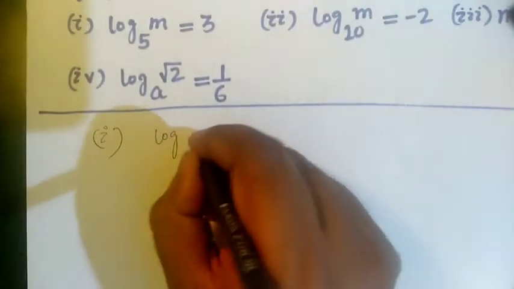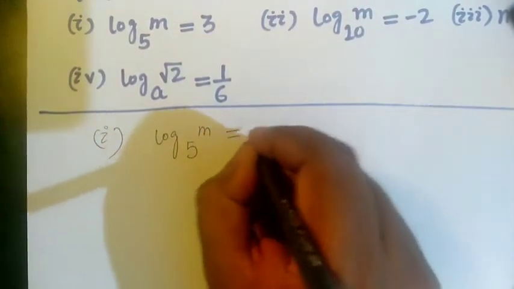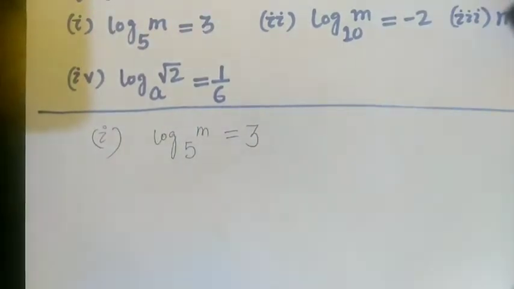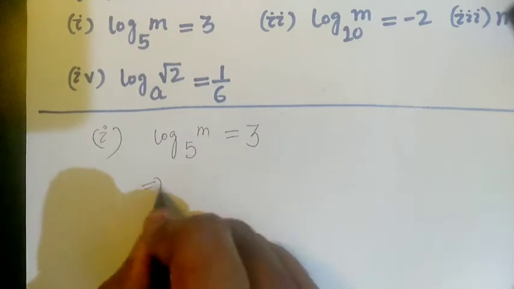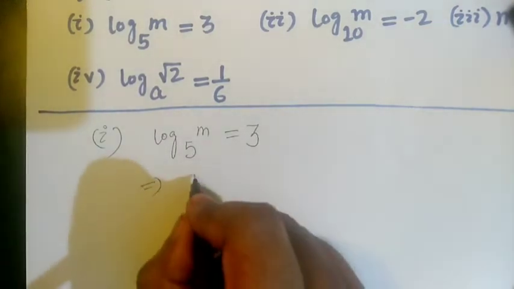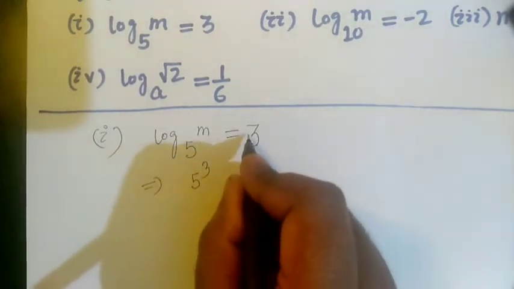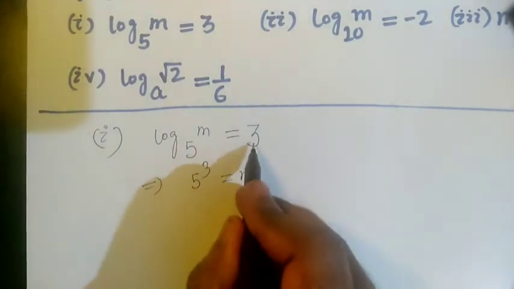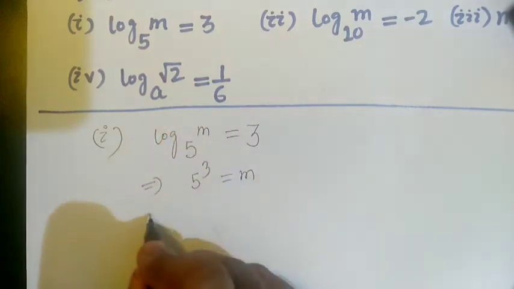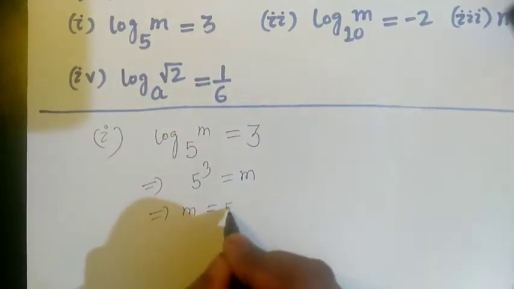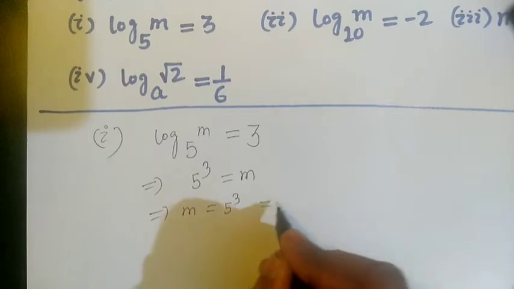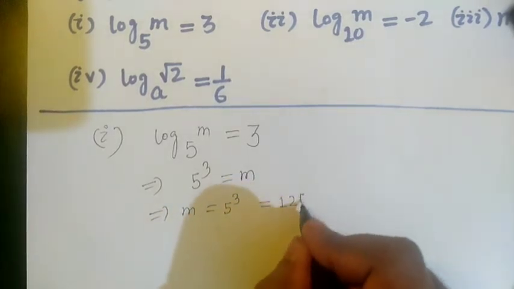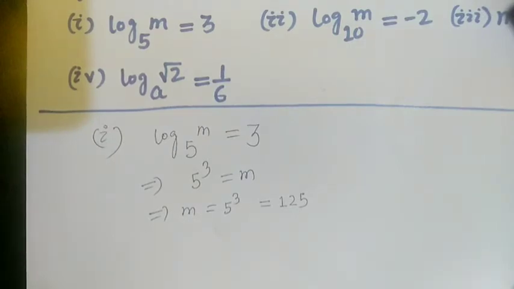Logarithm of m with base 5 is equal to 3. This is the logarithm form. You want to convert it to the power form. So 5 to the power 3 becomes m. So m is equal to 5 to the power 3, that means 5 multiplied 3 times. m is equal to 125.